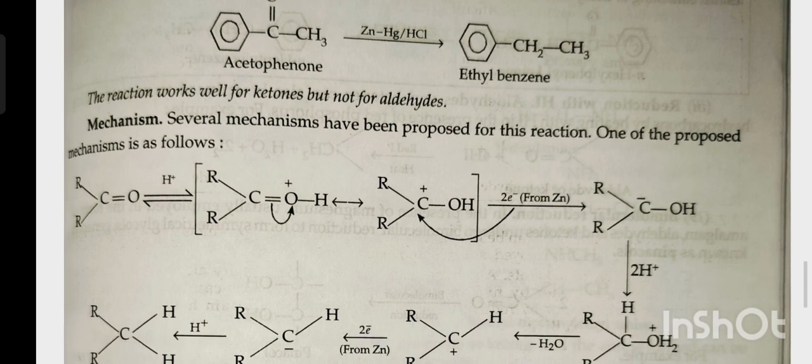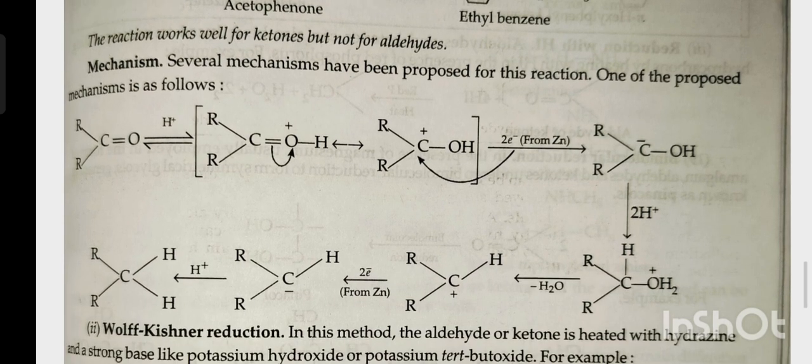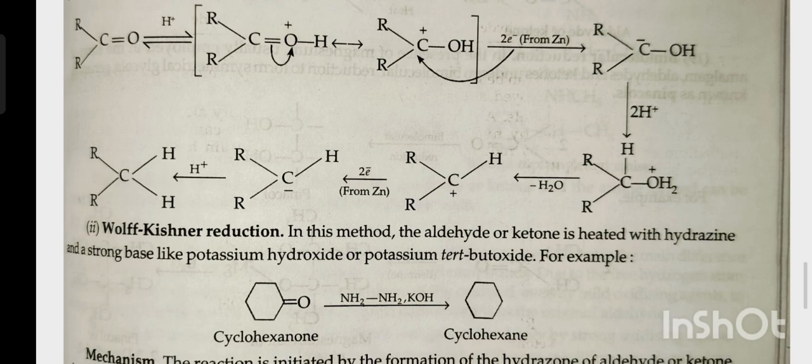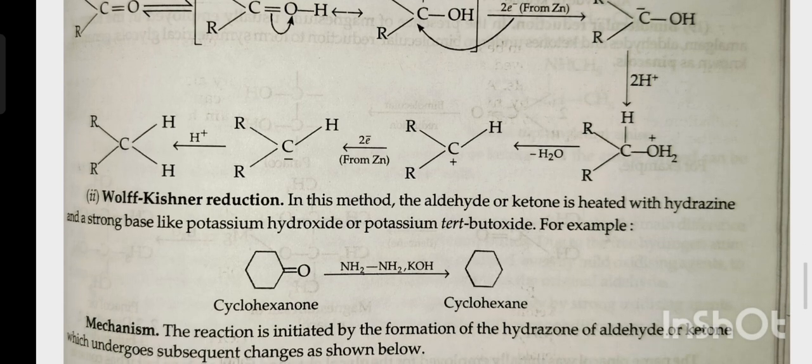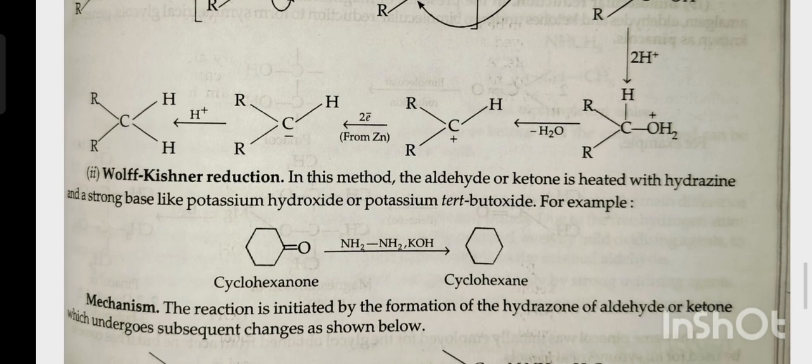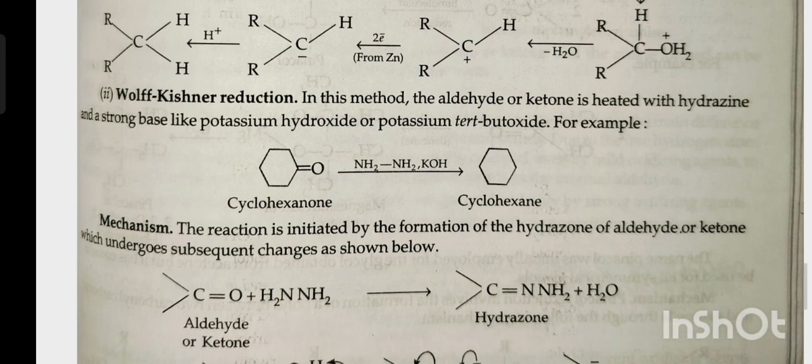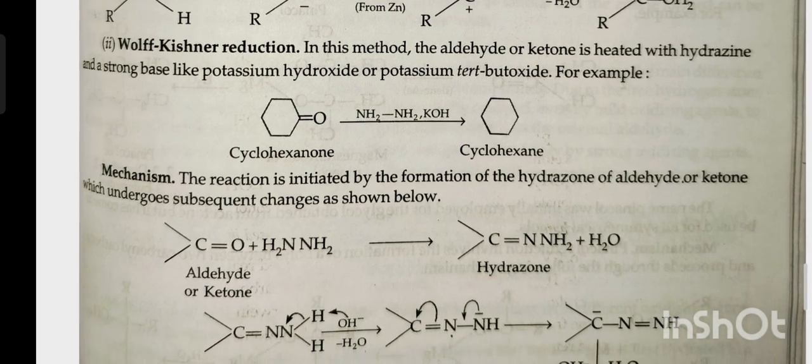Mechanism. Several mechanisms have been proposed for this reaction. One of the proposed mechanisms is as follows. Second, Wolff-Kishner reaction. In this method, the aldehyde or ketone is heated with hydrazine and a strong base like potassium hydroxide or potassium tert-butoxide. For example, cyclohexanone in the presence of hydrazine and KOH gives cyclohexane.